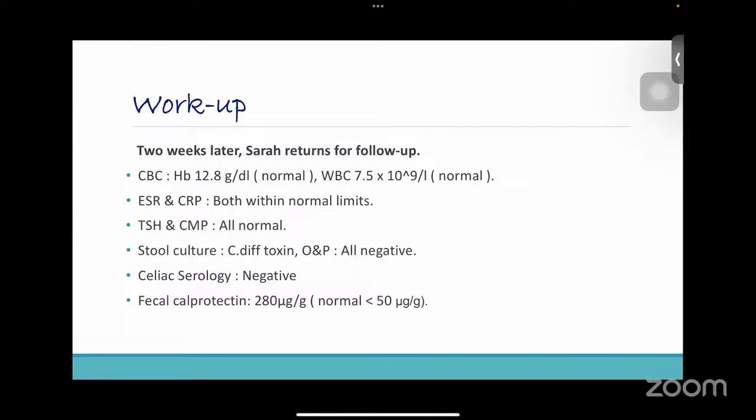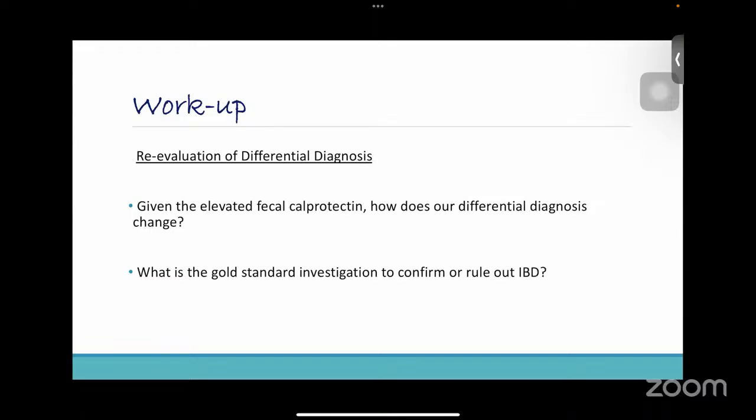So 2 weeks later, Sarah returns for follow-up. Her lab results are all unremarkable, aside from the fecal calprotectin, which came back positive. As you can see here, her lab result is 280, while the normal result should be less than 50. Now, given the elevated fecal calprotectin, how does our differential diagnosis now change? If you remember, we had a list of differentials at the beginning, and now we need to rule out some of them.